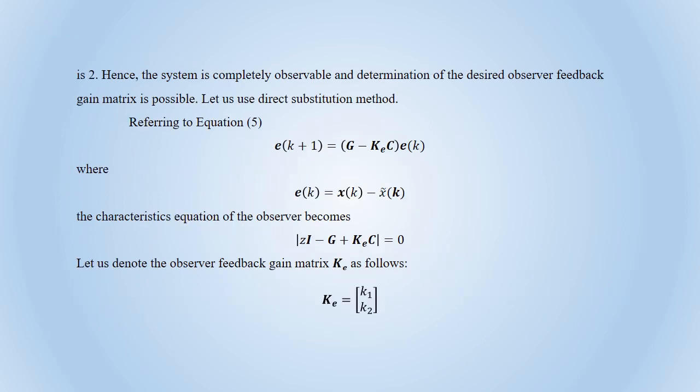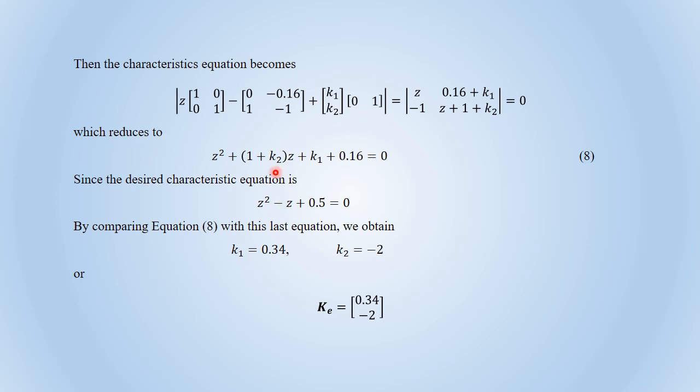And here we will have to find out the error response, which is the difference between x of k minus x tilde of k, and the characteristic equation of the observer is the determinant of zI minus G plus KeC equal to 0. Let us denote the observer feedback gain matrix Ke as K1, K2 as a column matrix. Then the characteristic equation, zI minus G plus K times C, is coming out to be this, equation number 8. And the desired characteristic equation, we already found it as z square minus z plus 0.5.